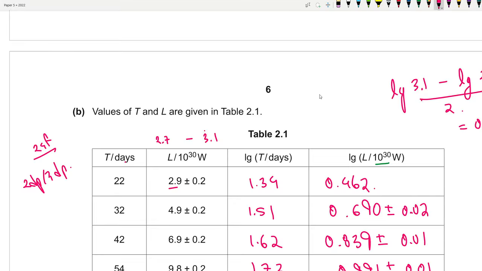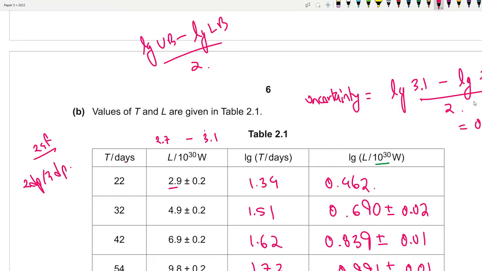So the formula for uncertainty is log upper bound minus log lower bound divided by 2. Log 3.1 minus log 2.7 divided by 2. So try doing that. Log 3.1 minus log 2.7 divided by 2 gives us an answer of 0.029999, which is basically 0.03. Do you guys get it?